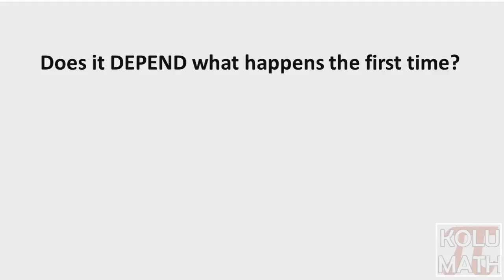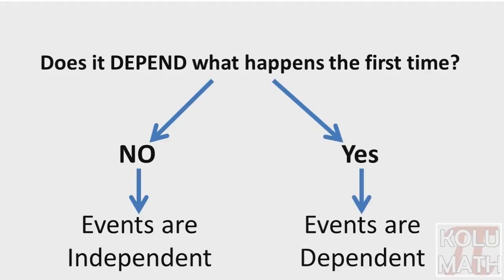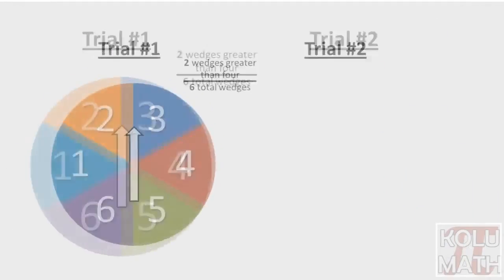So a question you'll want to ask yourself when solving for compound probability is, does it depend what happens the first time? If the answer is no, then the events are independent. If the answer is yes, then the events are dependent. It depends what happens. So let's go back to our spinner problem.